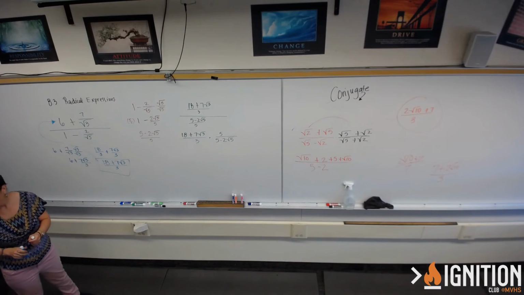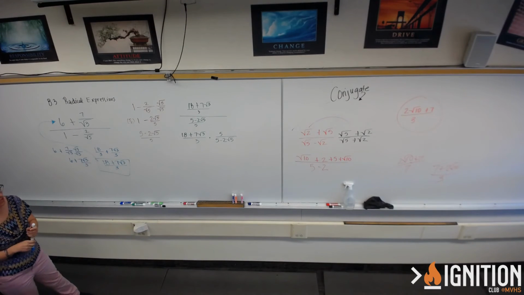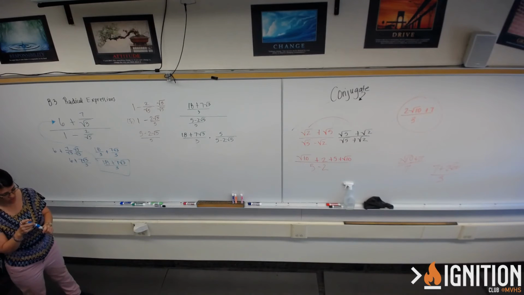There's a radical in the denominator. Gross, gross. That's what we can do. What do I need to multiply by?